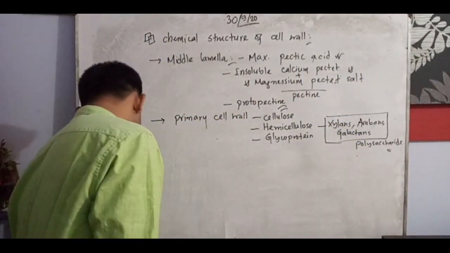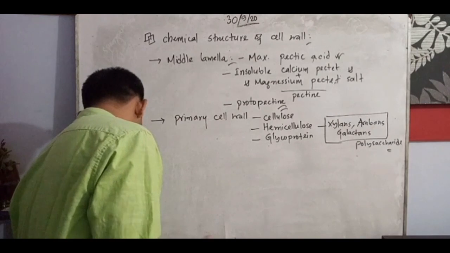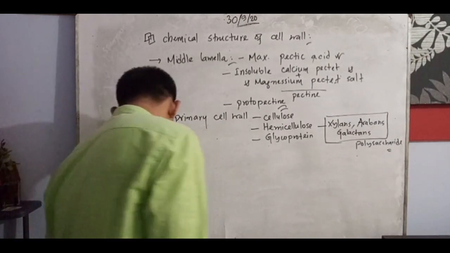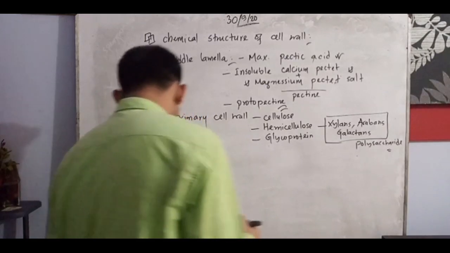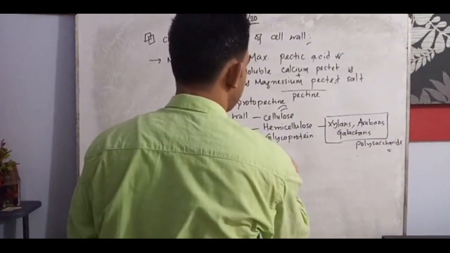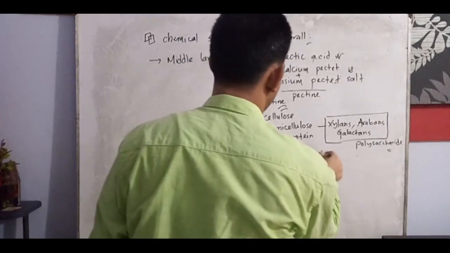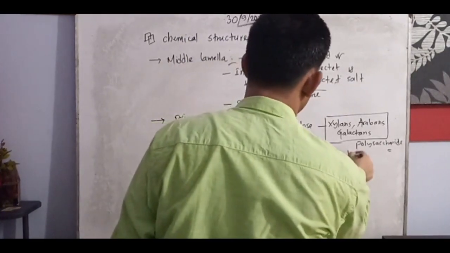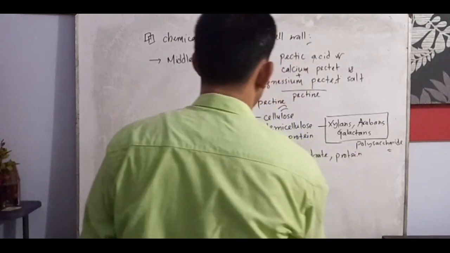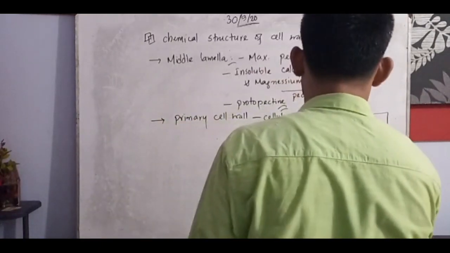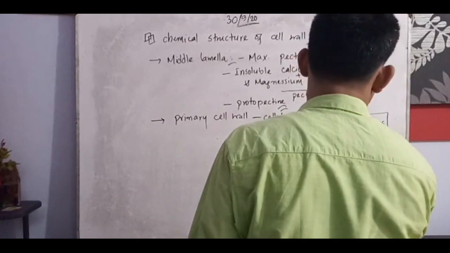This is the primary cell wall constituent, and in the glycoprotein we can get items like carbohydrate, protein, and other chemicals.